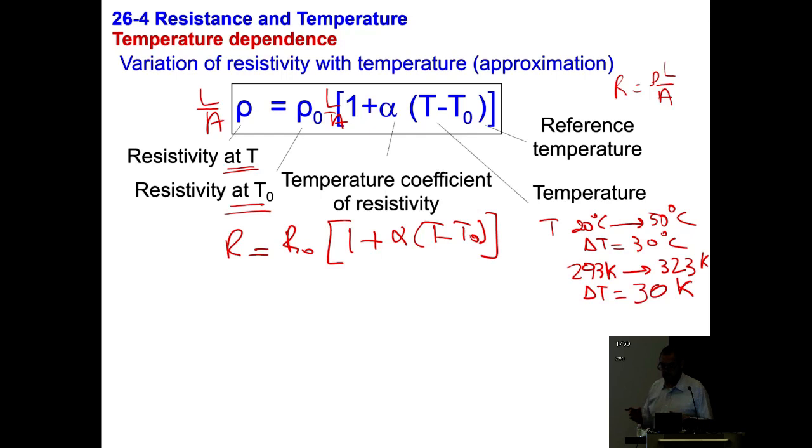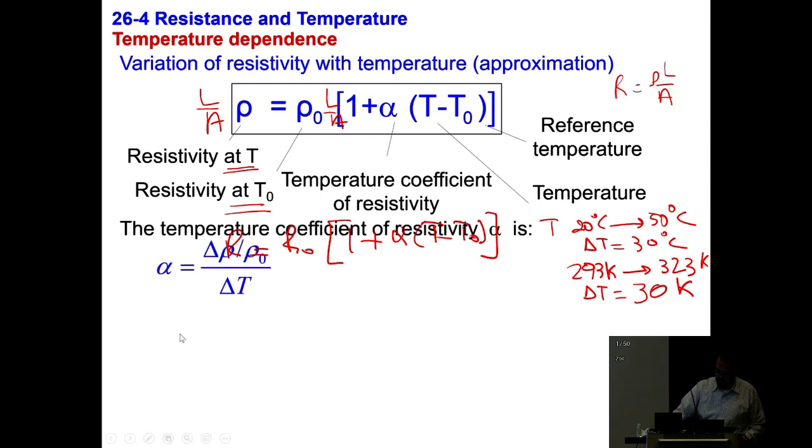Okay, so in some equations you have to be careful. For example, PV is equal to nRT. I'm sure you have seen this in chemistry. In this case, you have to use T in Kelvin. You don't use T in degrees centigrade because they are different. Whenever you have delta T, you don't have to worry whether it's Kelvin or centigrade. But if you have just T, then you have to be very careful.